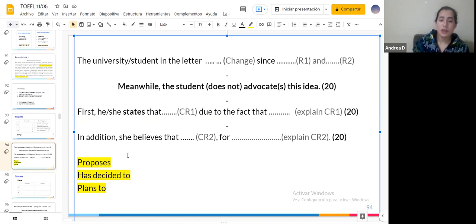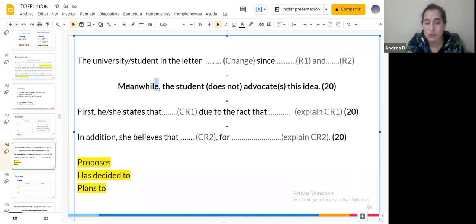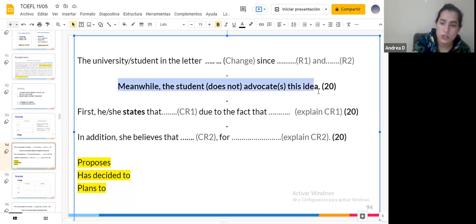That's it. Now, the second thing you need is a short, well, not so short transition here. This is really important, guys. So you're gonna say something like "meanwhile." I think this one is really good. I wouldn't change it if I were you, because it's kind of neutral. If the student is in favor, it works. If the student is against it, it works. It's not like "however," which only works when the student needs to be against the change. So you could say something like, "Meanwhile, the student does not advocate this idea," or "doesn't agree with the plan," or "doesn't like the plan." But you need to use this transition.